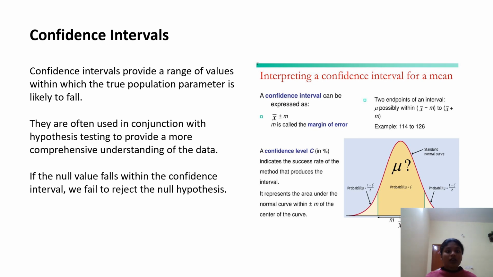Confidence intervals. Confidence intervals provide a range of values within which a true population parameter is likely to fall. They are often used in conjunction with hypothesis testing to provide a better understanding of the data. If the null value falls within the confidence interval, we fail to reject the null hypothesis.